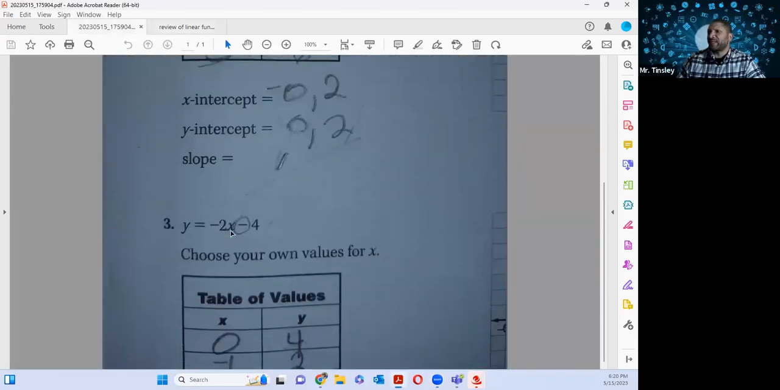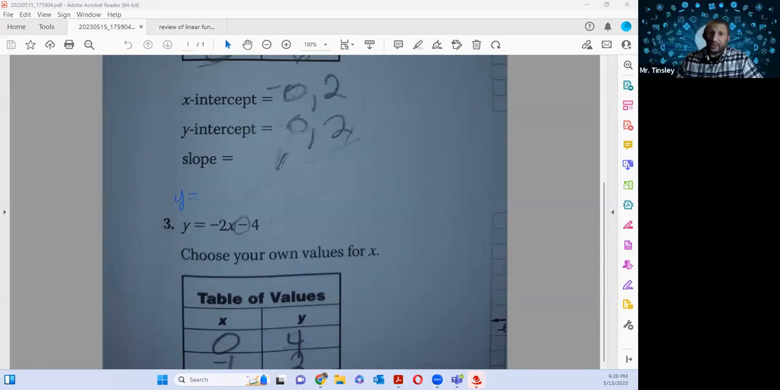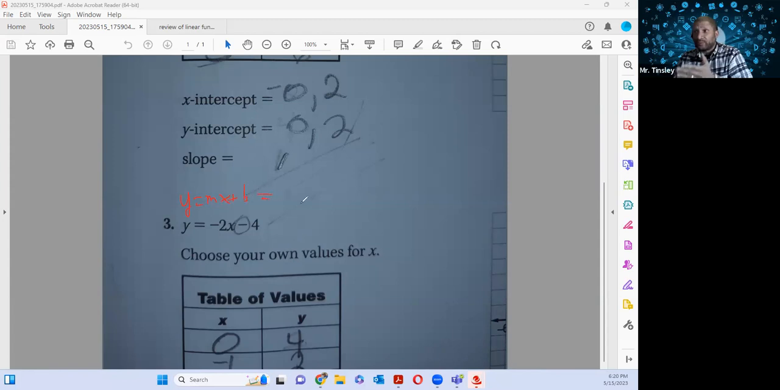Let's practice with one more. We really can't see it, but we're going to do it. So this is slope intercept form because we see y equal. That's what tells you. So y = mx + b. What's my slope? 2. Nope, -2.